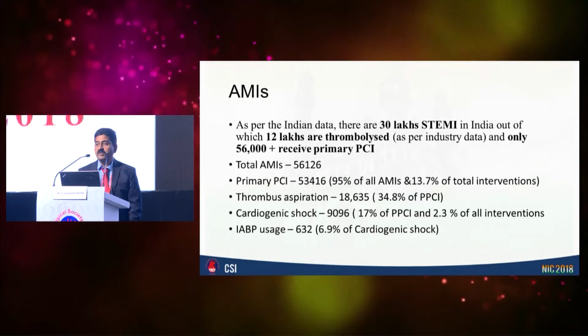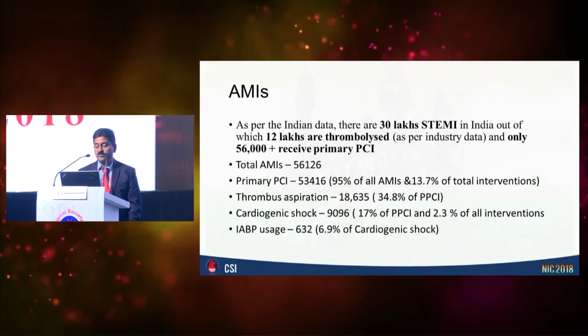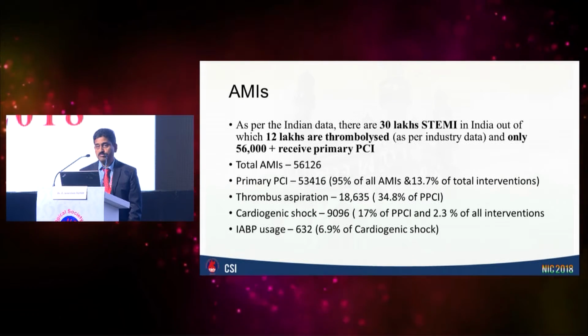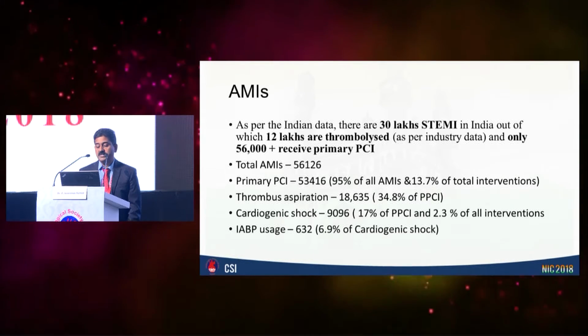Thrombus aspiration, there's a lot of controversy happening, so when we try to see in how many procedures thrombus aspiration was used, what is reported is about one third of patients. Maybe it is becoming less common now because of data coming up. And cardiogenic shock patients, about 9,000.